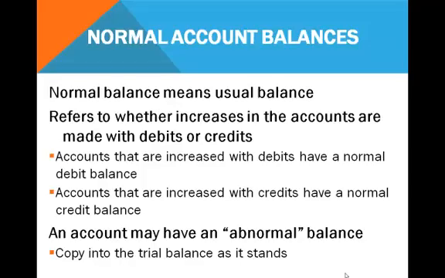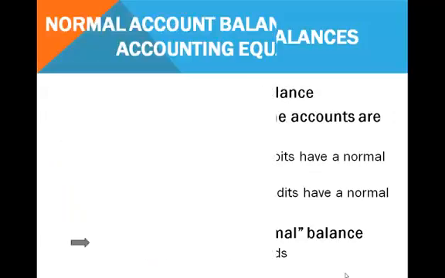Now let's talk a little bit about normal account balances. Normal balance means the usual balance. It refers to whether increases in the accounts are made with debits or credits. Accounts that are increased with debits have a normal debit balance. So cash, or any asset that's increased with debits, which is the way assets normally are, they're normally going to have a debit balance. Accounts that are increased with credits are going to normally have a credit balance. Some accounts may have an abnormal balance. That is actually possible, and you have to copy them into the trial balance exactly as they stand to figure out what's going on.